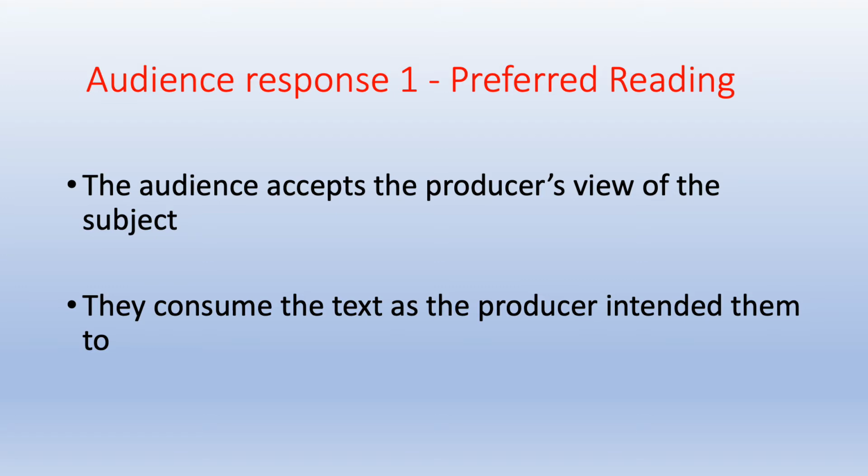So the first response is the preferred response. This is the one that the producer wants you to have. The audience accept the producer's view. They probably like it. They understand it, they appreciate it, and they probably have similar views and opinions to what's going on in the product. So it's obviously the stuff you're fans of, that you enjoy. They consume the text as a producer intends them to, and they have a preferred reading.